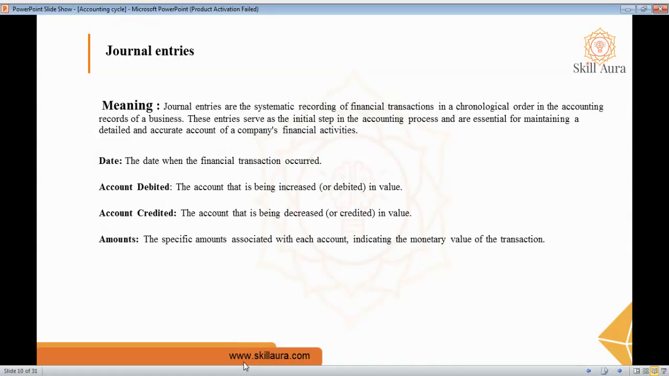And finally, the amount column. Here, the specific amount is associated with each account, which indicates the monetary value of the transaction. In the transaction, the amount will be given, and we have to post it in this amount column. There will be two amounts, debit and credit. If an account is increased in value, the amount will be entered in the debit column. If it is decreased in value, it will be entered in the credit column.